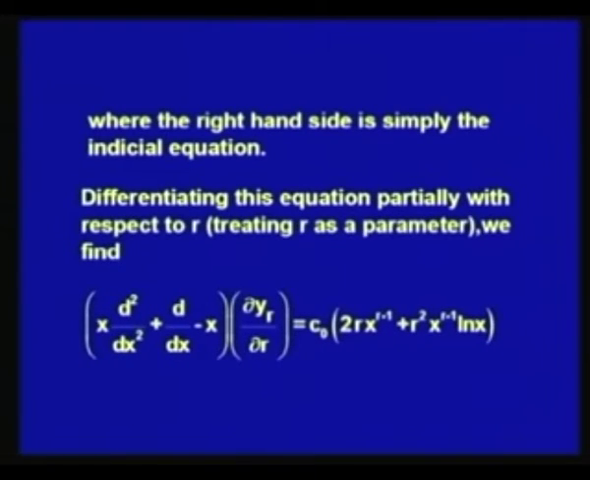Now differentiating this equation partially with respect to r, let us treat r as a parameter. We shall have x d square over dx square plus d over dx minus x operating on delta y_r over delta r equal to C naught into 2r x to the power r minus 1 plus r square into x to the power r minus 1 into ln x.